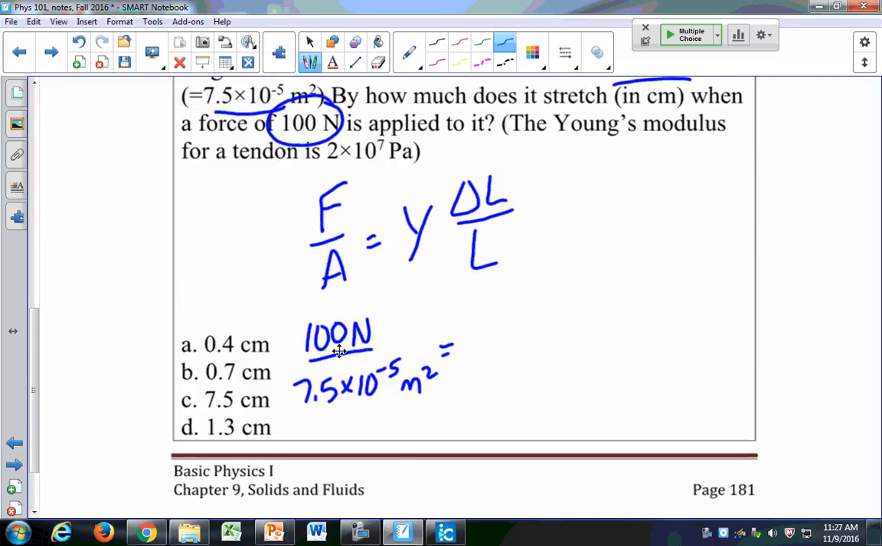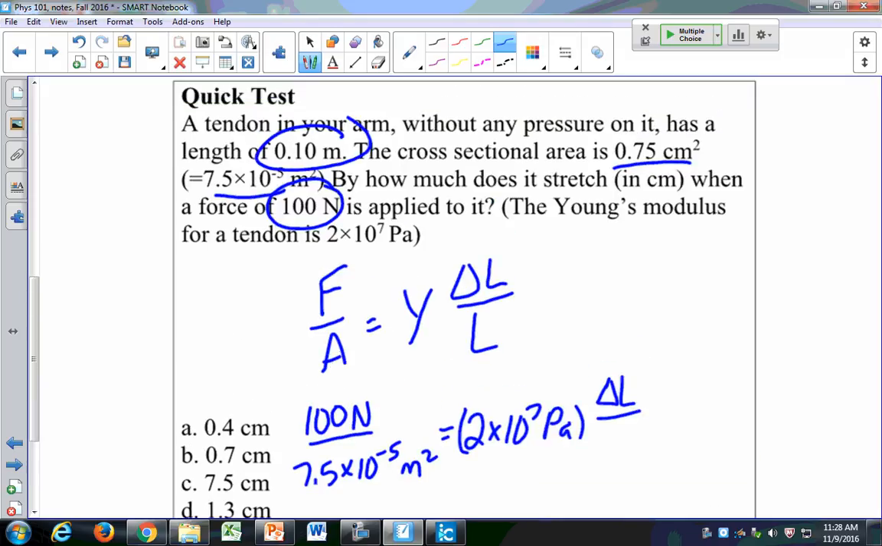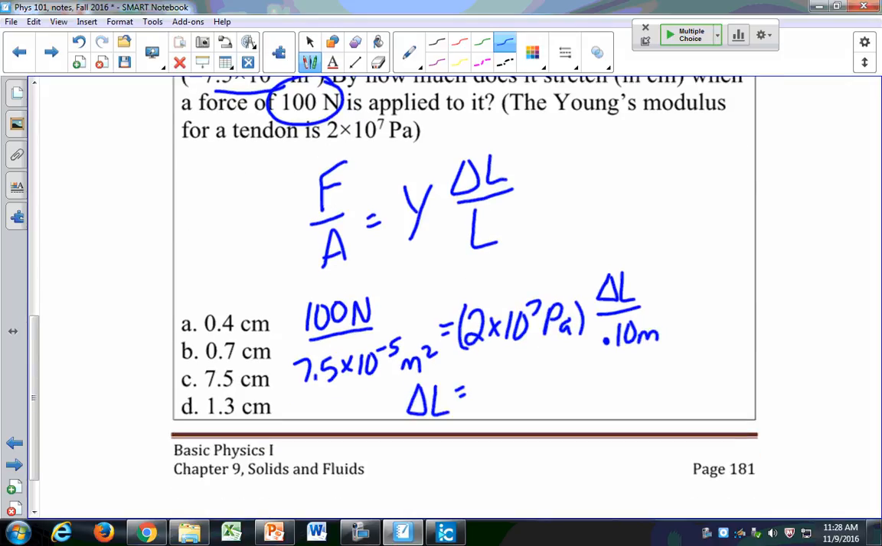And then I need to know the Young's modulus. For a tendon, it's 2 times 10 to the 7th. That's in pascals. That's a Newton per square meter. We'll talk about that later. And then delta L over L. I don't know delta L, but I know the original length of it was 0.10 meters. And then if you solve for delta L, you get delta L is, was it B? 0.007 meters? Was that what you got? Yeah. And so that's equal to 0.7 centimeters. Okay? There are some homework questions that are similar to this. You'll probably have one question like this on the test.